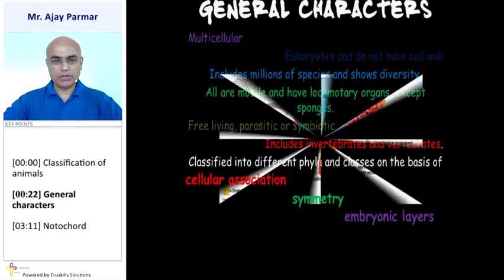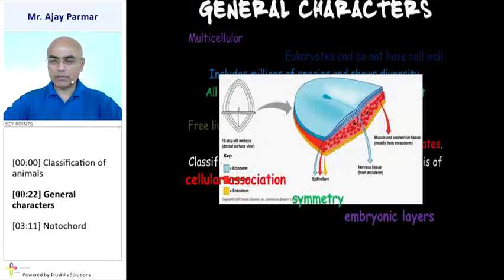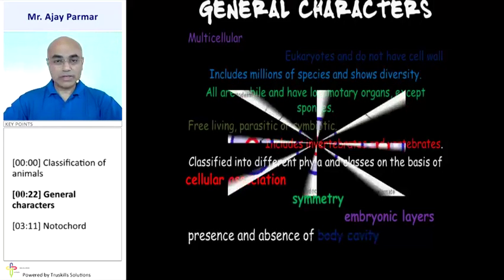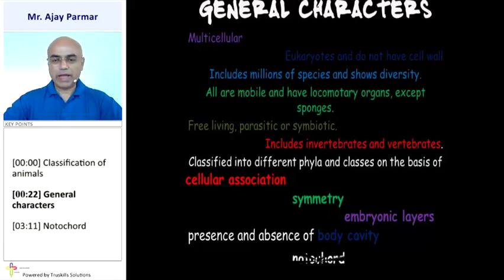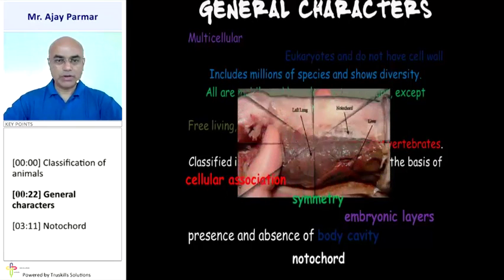They are further classified on the basis of embryonic layers, that is diploblastic and triploblastic. Diploblastic will have only two derms, the ectoderm, the outer one, and the endoderm, the inner one. Whereas the triploblastic will have an in-between layer, the mesoderm also. The animal kingdom is further classified on the basis of the body cavity. Body cavity is the cavity found between the ectoderm and the endoderm. And lastly, it is classified on the basis of notochord also. We shall discuss this notochord in the coming topic.